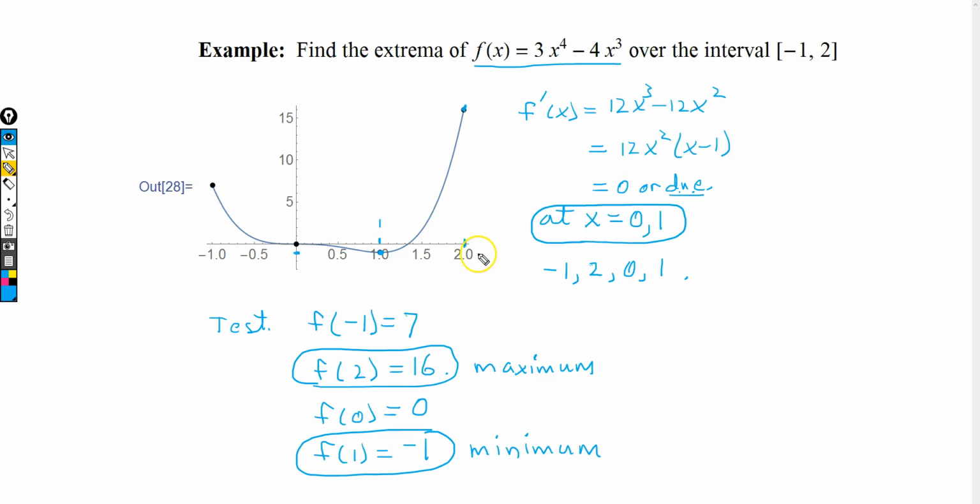And there you go. So we found our absolute minimum and maximum by first locating our critical numbers, then throwing our endpoints into that list, and then testing the function at all of those points. Let's take a look at another example.